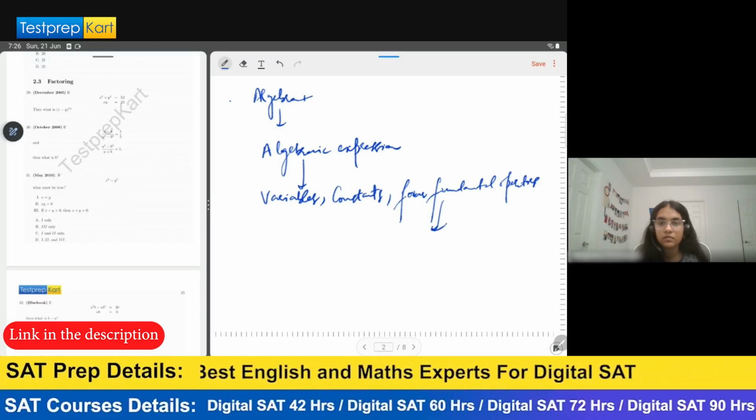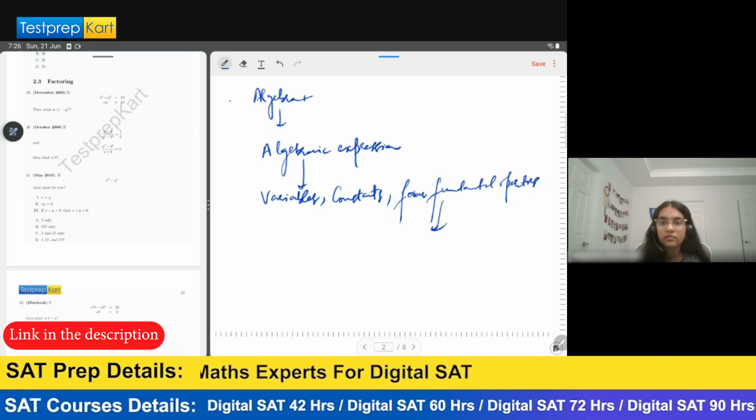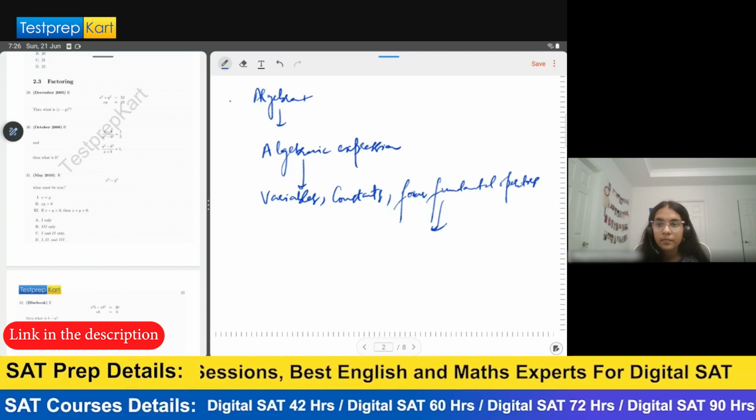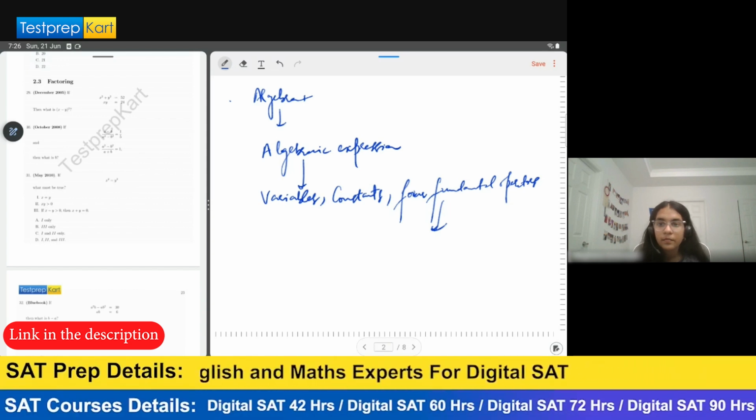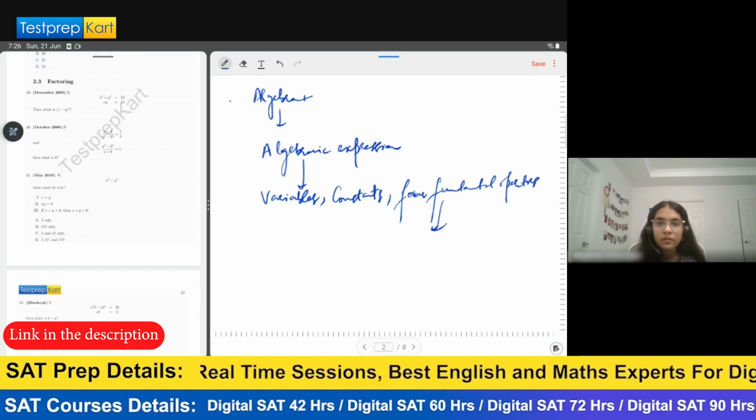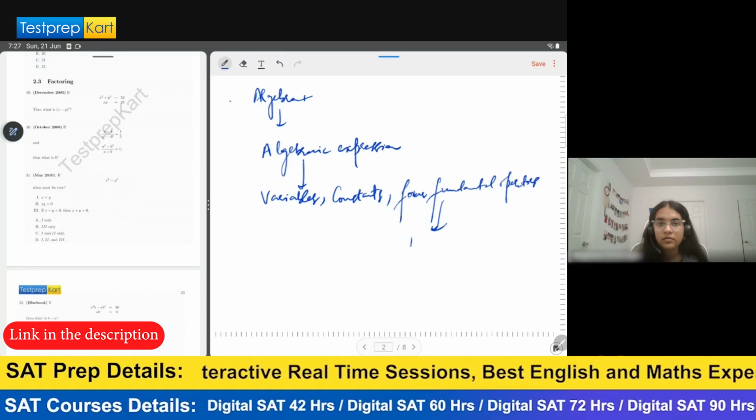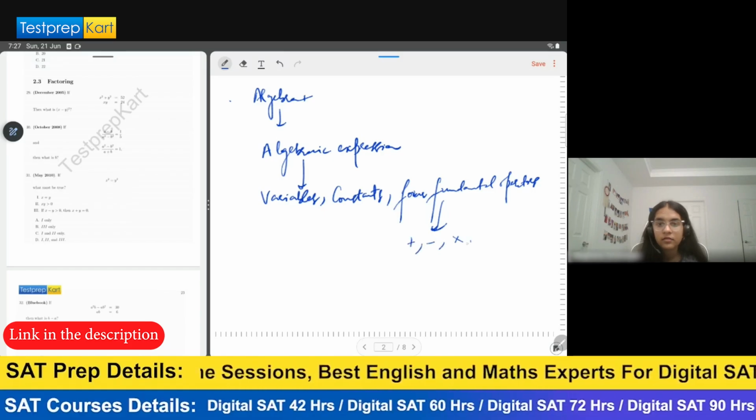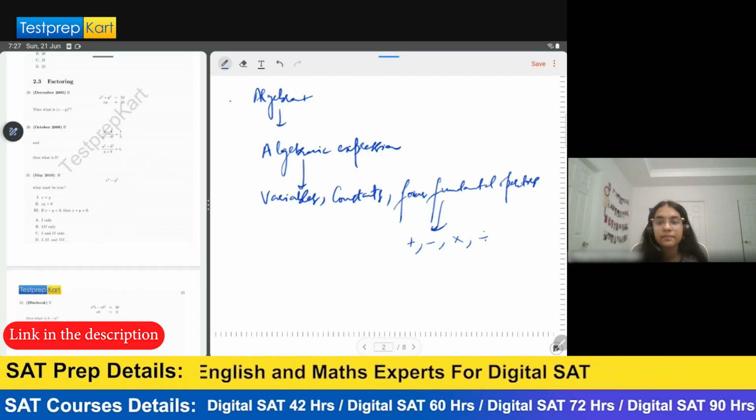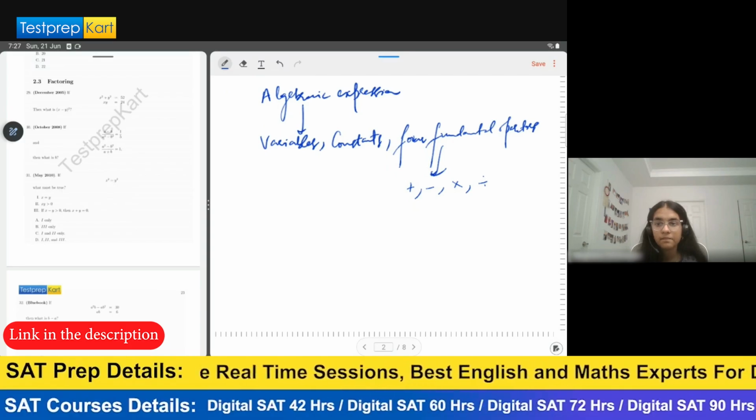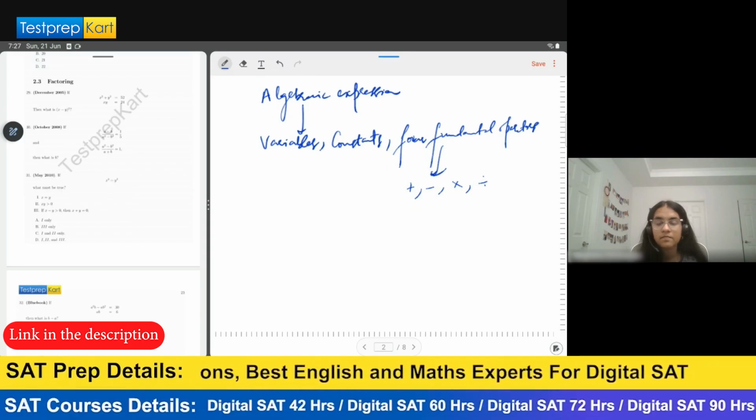You know them. Maybe you don't know about the nomenclature, like they're called the four fundamental operators, right? But you're very well aware of these. What are the basic operations in mathematics? Addition, subtraction, multiplication, division. They are the four fundamental operators, right? So anything you'll see which consists of variables, constants, and any of these four fundamental operators, you say that's an algebraic expression, right?